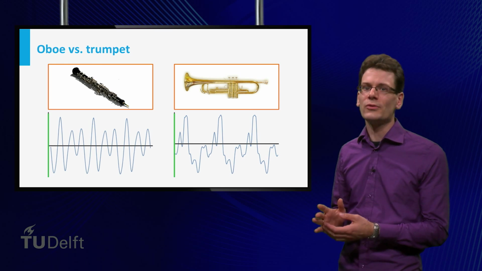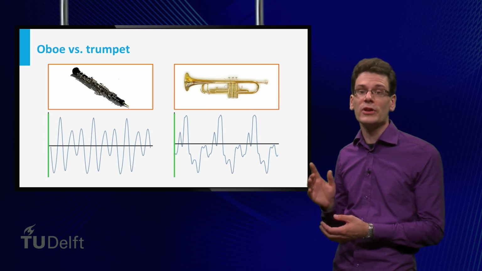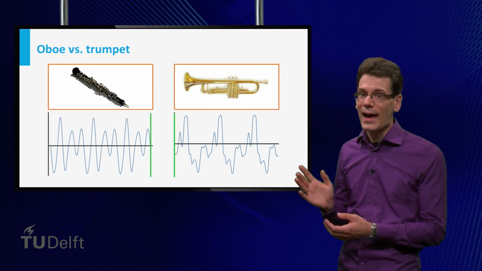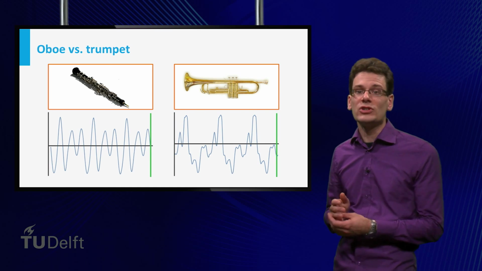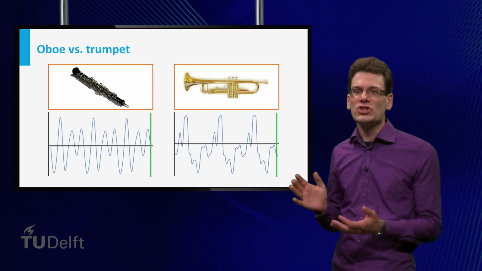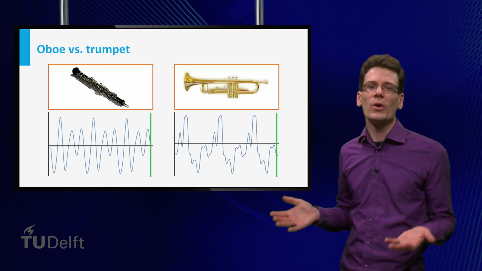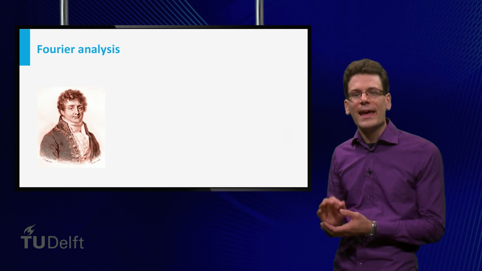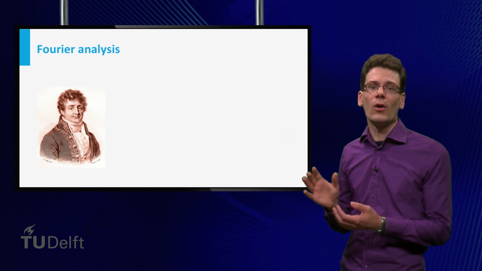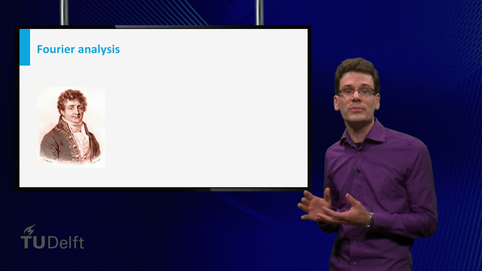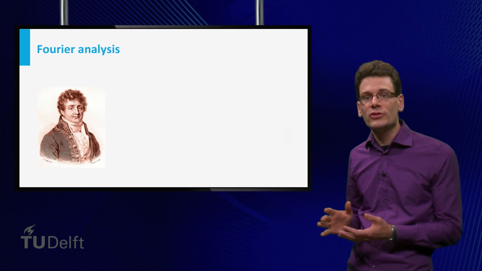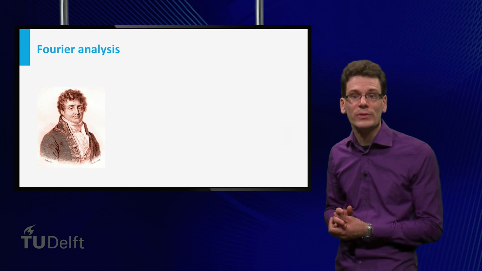If we plot the sound wave as a function of time for both the oboe and the trumpet, you already clearly see a difference in the shape of the graphs. But shape is still a bit vague. What to do? What helps here is the so-called theory of Fourier analysis. It's named after its inventor, Jean-Baptiste Joseph Fourier, a French mathematician born in the 18th century.